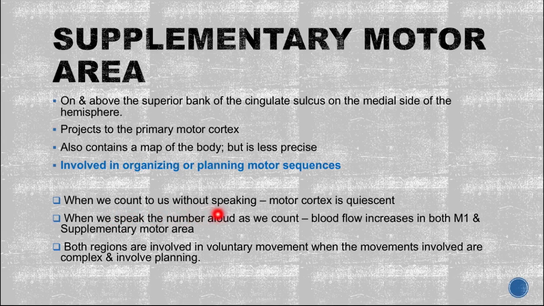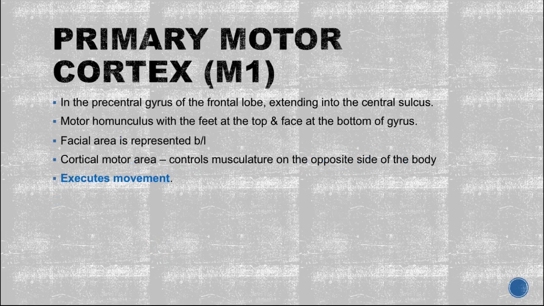When we count to ourselves without speaking, which part of the cortex is working and which is silent? The motor cortex is quiescent, it is silent, when we count to ourselves without speaking. But when we count and speak the numbers, the blood flow increases to both the primary motor area and the supplementary motor area. So when we count without speaking, the supplementary motor area is active; when we count out loud, both areas are active. Both regions are involved in voluntary movement when the movements are complex and need planning.